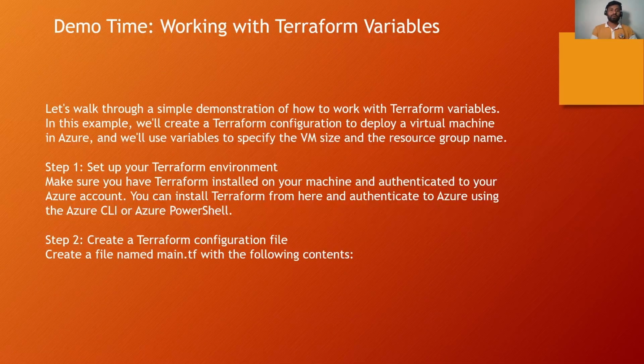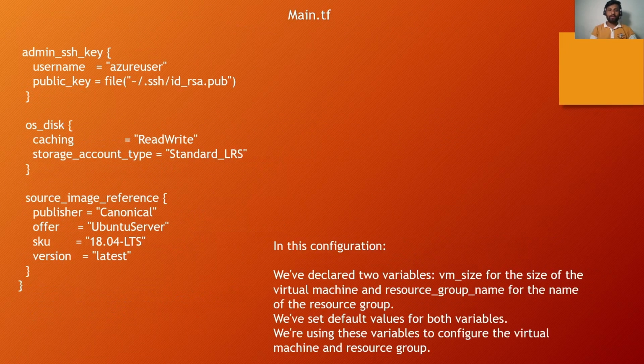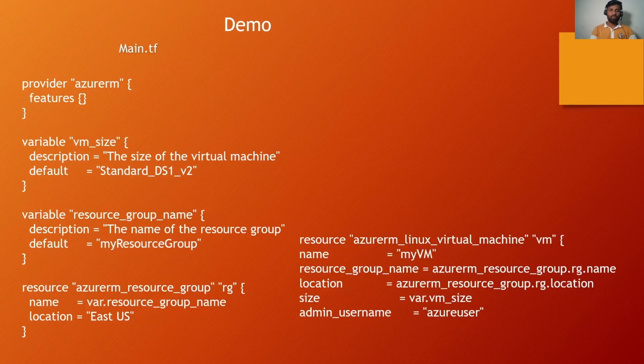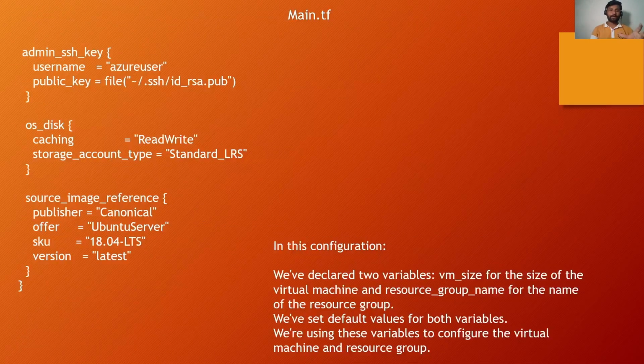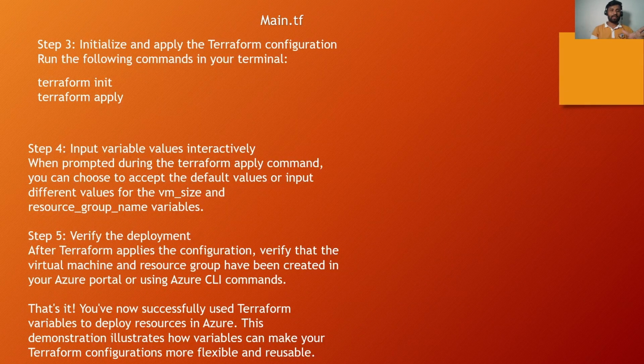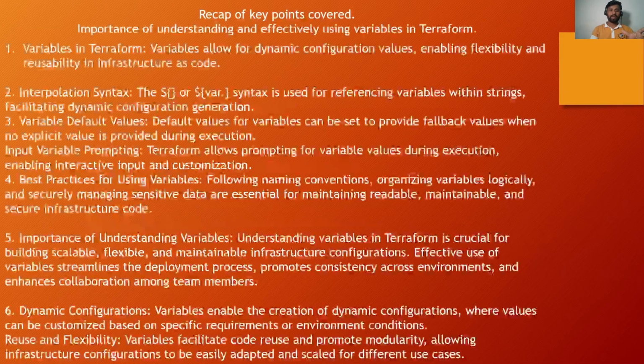So, demo time: working with Terraform variables. Now let's walk through a simple demonstration of how to work with Terraform variables. In this example, we'll create a Terraform configuration to deploy a virtual machine in Azure, and we'll use variables to specify the virtual machine size and the resource group name. Then we can go ahead and start the demo. The demo session is starting, all about the practicals now.